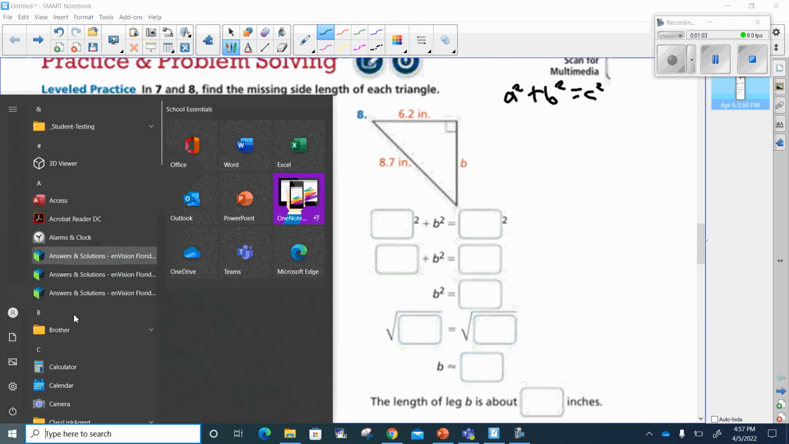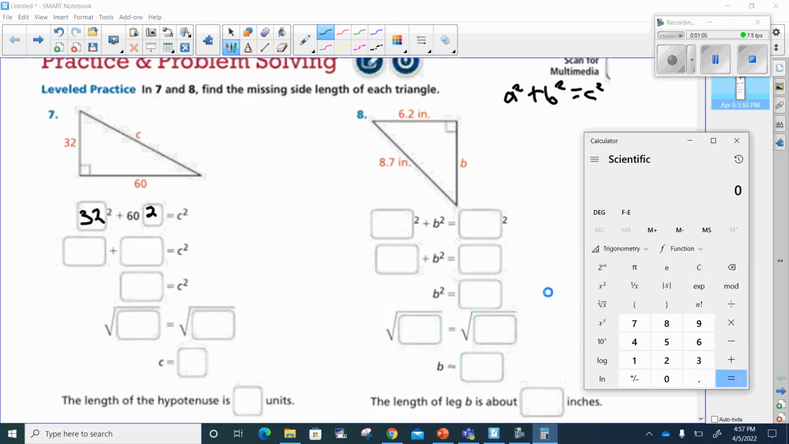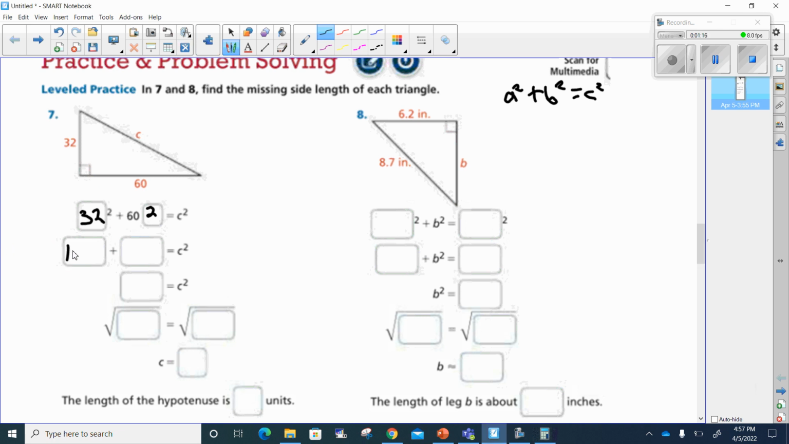I'm going to get my calculator to save me some work. And I see 32, and if I want to, I can come right over here to the square button, and it gives me 1,024. So I'm going to put over here 1,024. And I know 6 times 6 is 36, and adding 2 zeros to that will make 3,600.